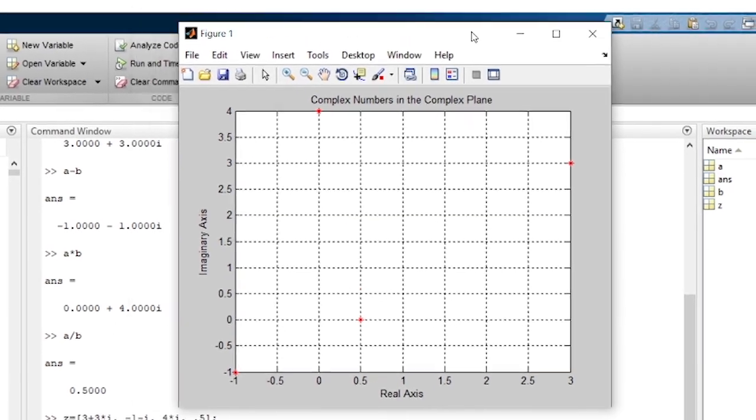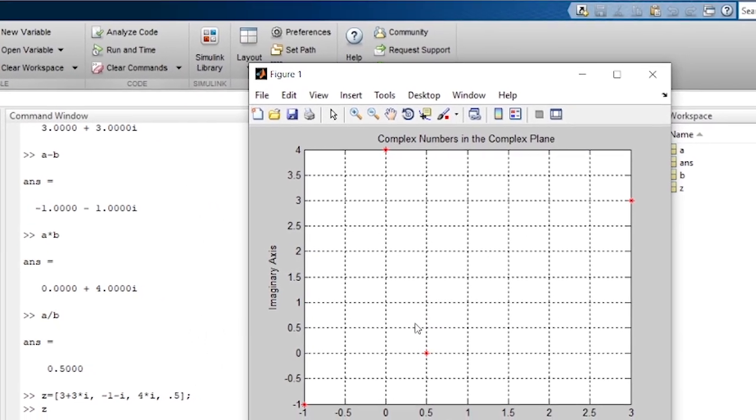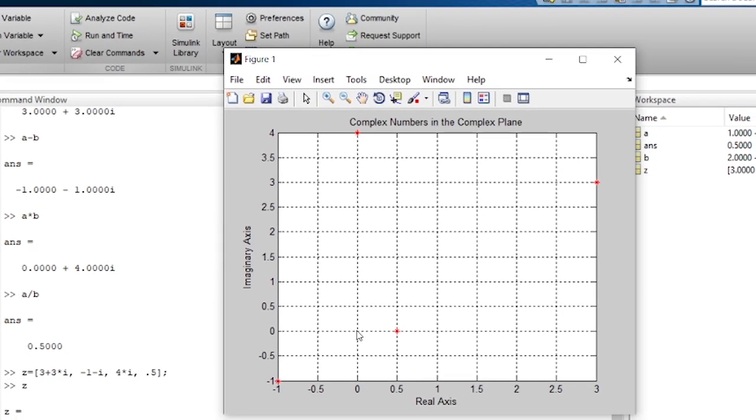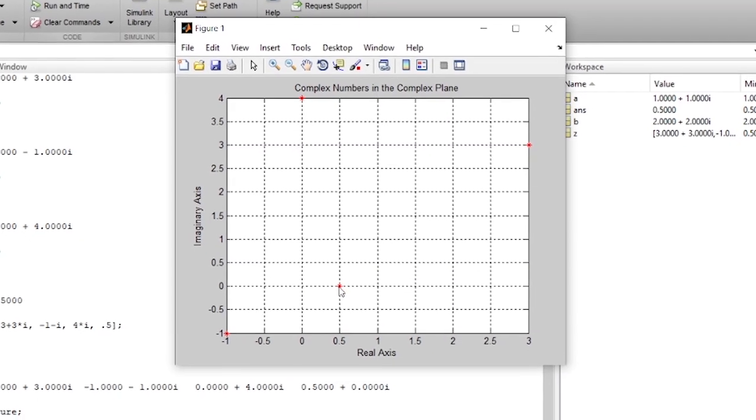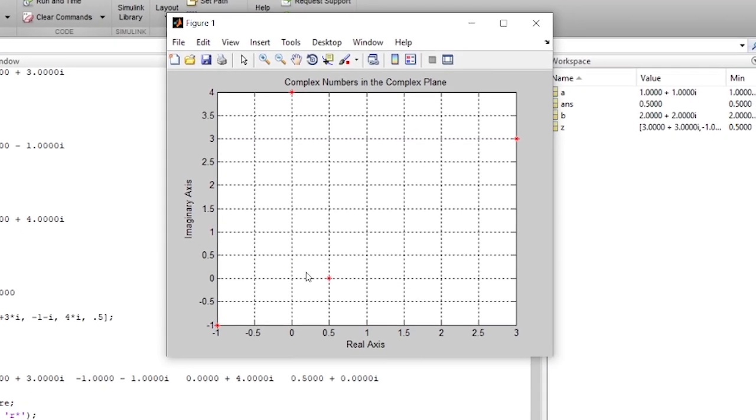Just like in our demonstration, we have all the same plots. So we have our origin, which is 0, 0 right here. We have our division, which was 1/2. We have our multiplication result, which is 0, 4i right here. We have our subtraction result, which would be minus 1 minus i, which would be right here. And we have our addition, which would be 3 plus 3i. So that just comes to show how you can plot and check your answers when using complex numbers in Matlab.